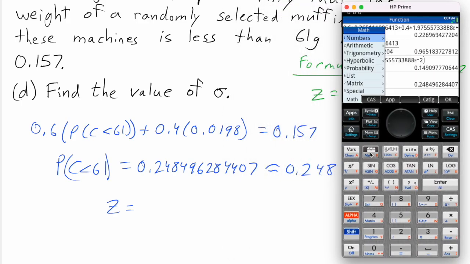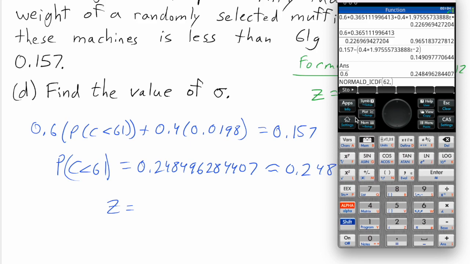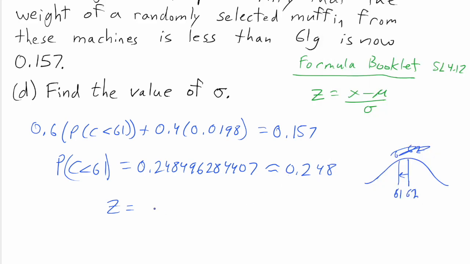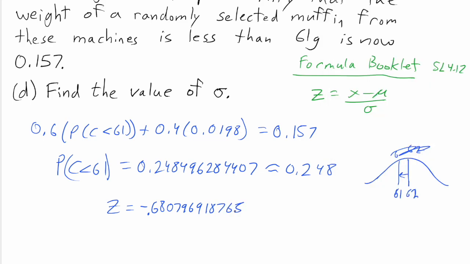Let's go to probability, inverse normal. And we can type in the mean. What was the mean again? 62. Well, actually, we need to use the standardized normal, right? So 0, 1. By default the calculator does it, so you can just leave them out. And 0.248. So that gives us this amount, which is negative 0.6807969. You probably only need this many digits, but I'll just write them all out to be safe. So that's the z-score associated with that.